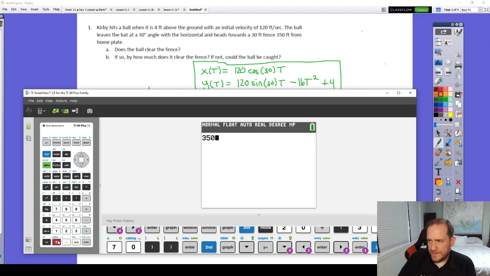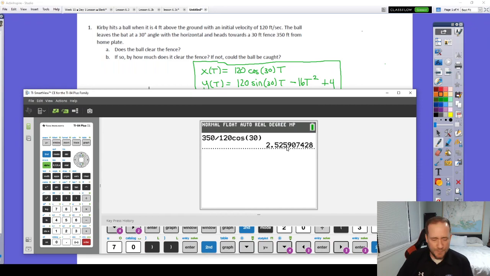So we go 350 divided by 120 cosine 30, hit enter, get 2.525, which seems completely plausible, but we know it's wrong. If we were in class right now, I'd say, why are we wrong? And maybe somebody would answer me, but probably nobody would.